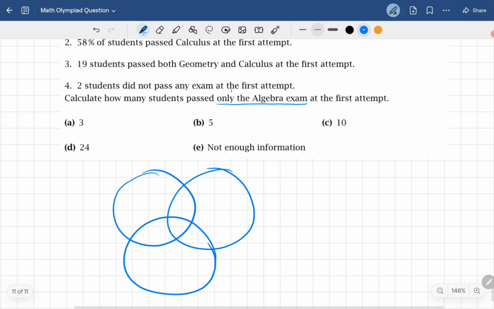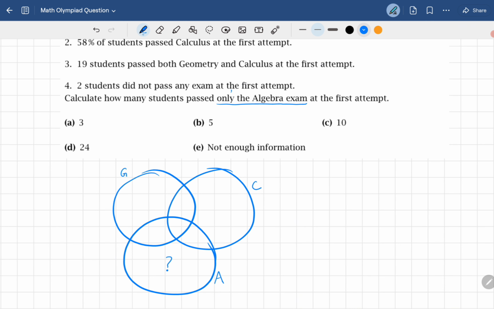So this circle will represent how many individuals pass geometry, this circle will represent how many individuals pass calculus, and this circle will represent how many individuals pass algebra. So basically what we're trying to find is this part, right? How many individuals only pass algebra.